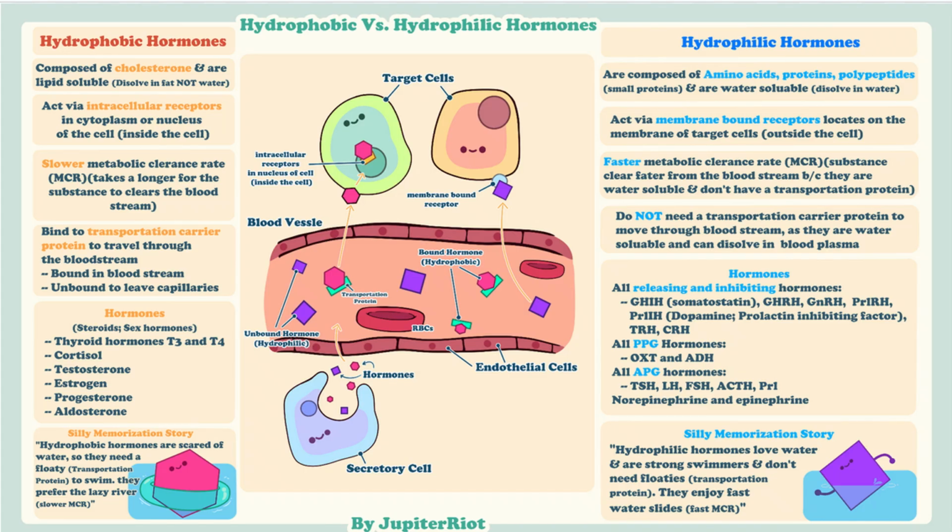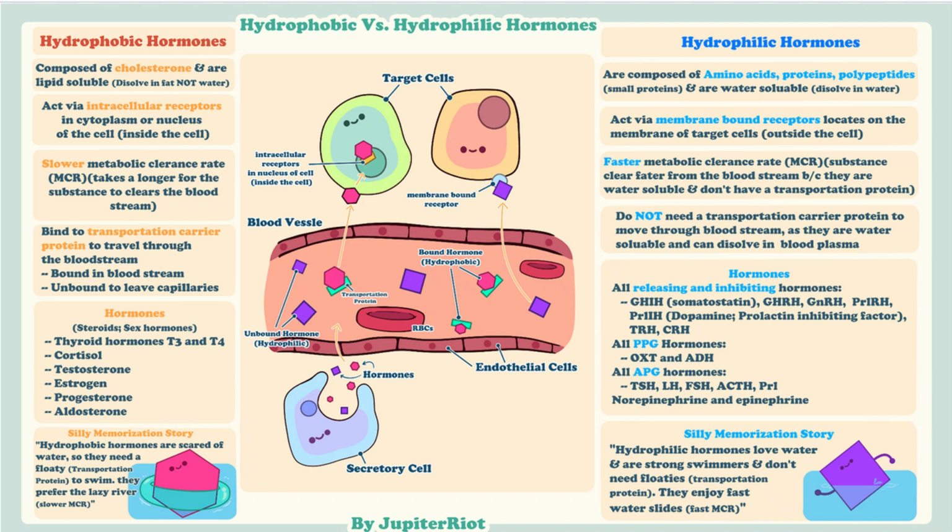Okay, now let's talk about hydrophilic versus hydrophobic hormones. Understanding which hormones fall under hydrophilic or hydrophobic will help you understand how they are transported through the bloodstream and where they bind to target cells. Starting with hydrophobic hormones, the name gives you a hint to their composition. These hormones are composed of cholesterol and are lipid soluble, meaning they will dissolve in fat and not water. Because of this, they bind to transportation carrier proteins to travel through the bloodstream and will unbind from the protein to leave the bloodstream.